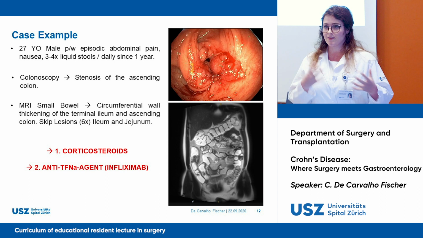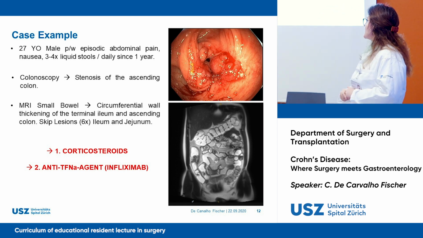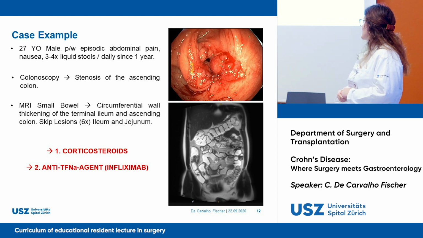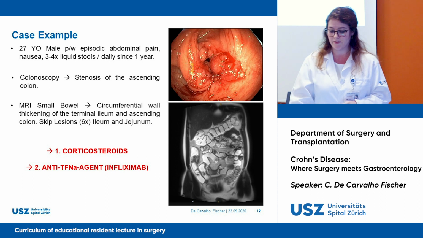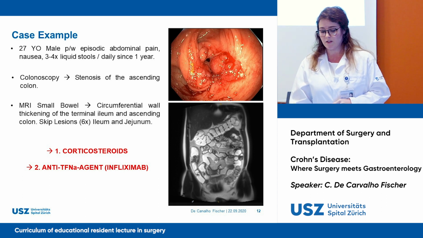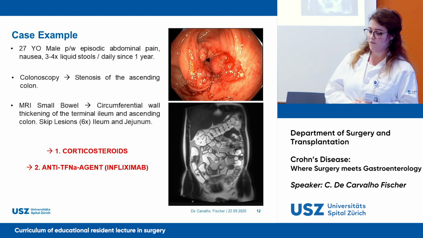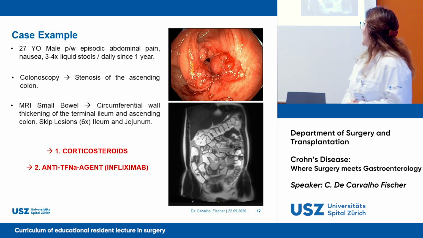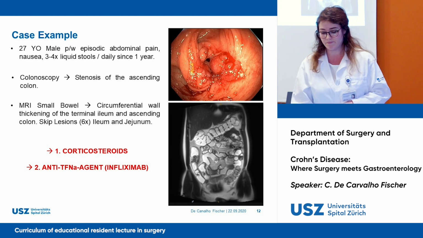So I'd like to present a case to get us thinking about this. We have a 27-year-old male with episodic abdominal pain, nausea, and 3 to 4 liquid stools daily for the past year. We performed a colonoscopy and saw a stenosis of the ascending colon, and performed an MRI of the small bowel and saw a circumferential wall thickening of the terminal ileum and ascending colon. He also had skip lesions in the ileum and jejunum.